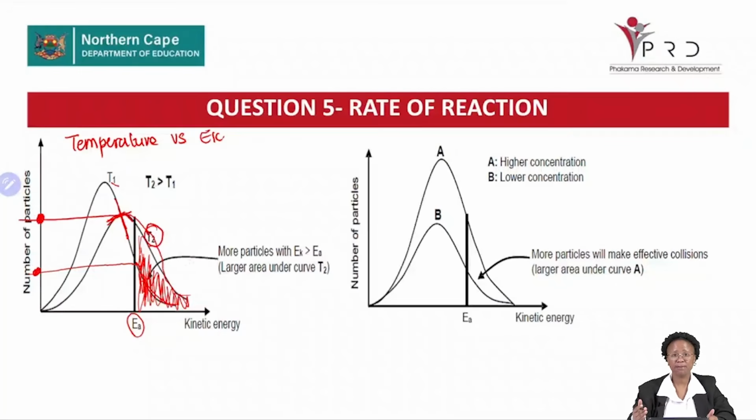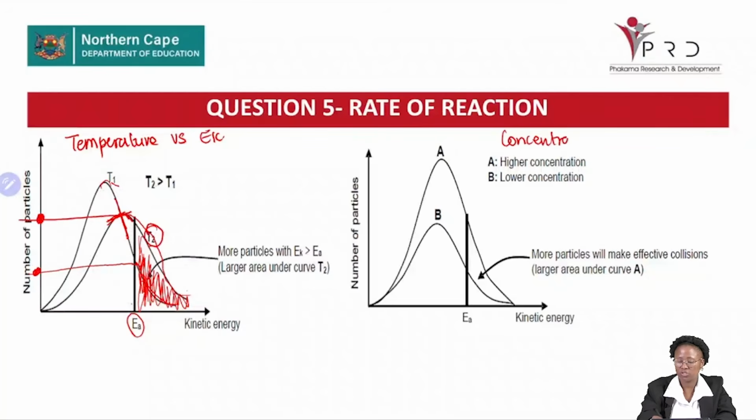Remember, increasing temperature increases the average kinetic energy of the particles, and more particles will have more kinetic energy to react. Take note of that, all right? Anything that is above the shaded area, we are looking at the number of particles that have enough energy to do what? To react. We are not interested in the highest peak here. Remember, anything that is below the activation energy, those are the particles that do not have enough kinetic energy to do what? To react.